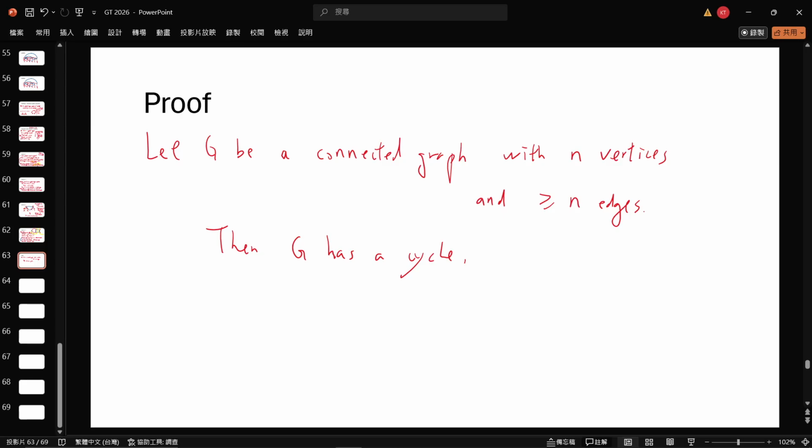So let's first consider this. For example, if you have a connected graph, and the graph has 10 vertices and at least 10 edges, is it true that the graph must have a cycle? We can try a small example, like n equals 4. You have 4 vertices and at least 4 edges, then you must have a cycle if the graph is connected.